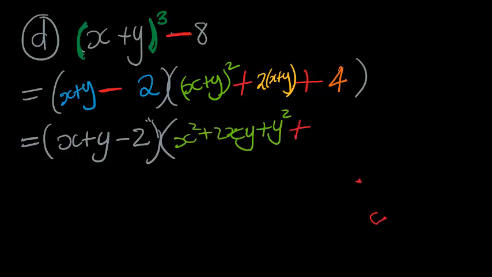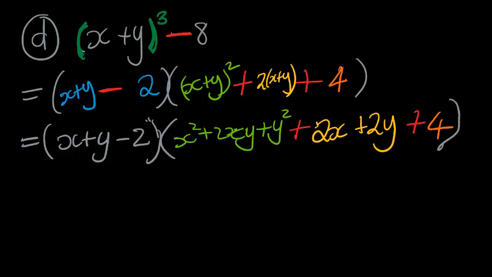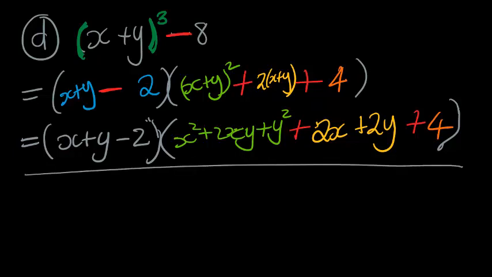My middle term, I'm going to say 2 times x gives me 2x. And 2 times y gives me 2y. And then my last term is going to be plus 4. And I close my bracket. Now before I sign off, I need to double check to make sure that I have no like terms. X, y, 2, no like terms. X squared, xy, y squared, xy, nothing. No like terms. That is my final answer.